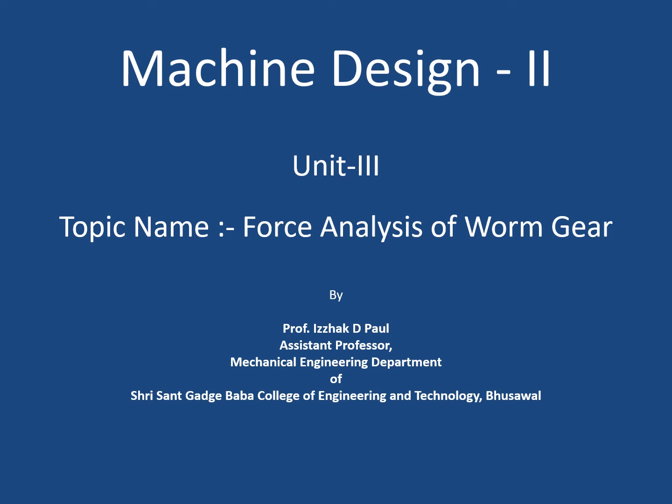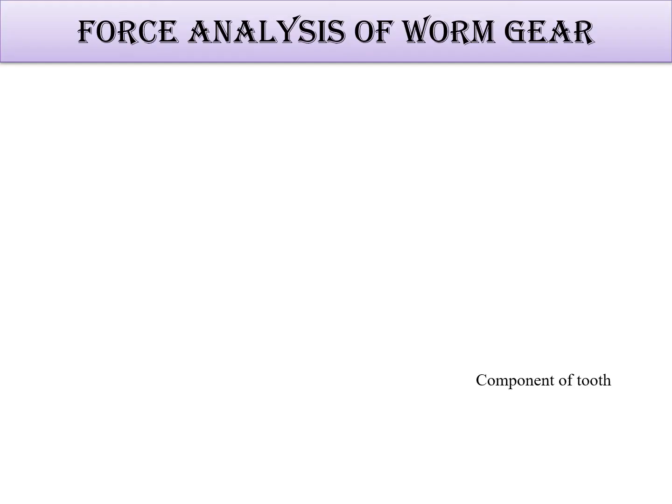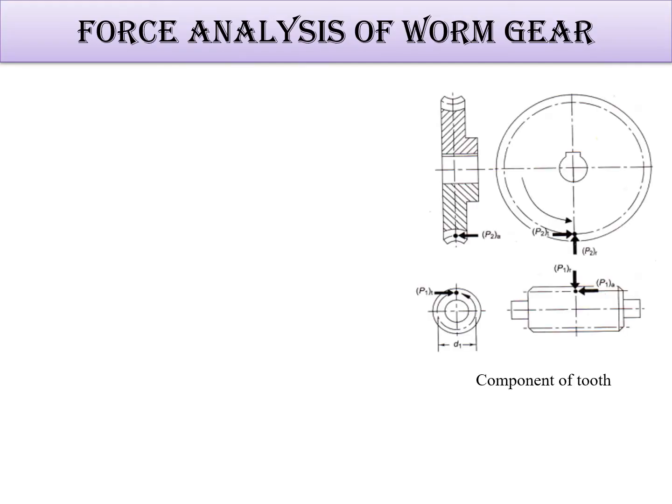The next topic in the worm gear is the force analysis of worm gear. Now, the force analysis we have seen in all the gears, that is in spur gear, helical gear, and bevel gear also. The same types of forces are acting on the worm gear also, and that we are going to see. This is the component of tooth, shown here. This is the worm wheel. This is the worm. The side view is given here.